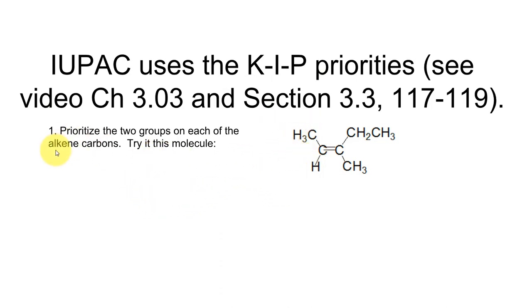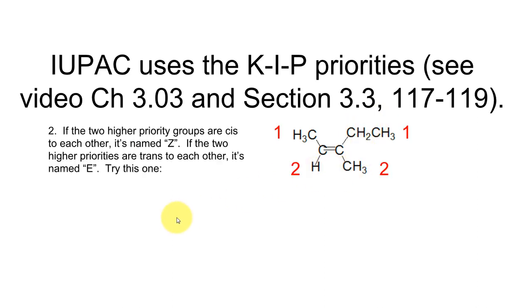It's actually simpler with alkenes because you only have to look at two different groups and decide their priorities. So what you do, as indicated here, is prioritize the two groups on each of the alkene carbons. So obviously, on this carbon you have a methyl group and hydrogen. On this carbon you have a methyl group and an ethyl group. Two different groups on this end, two different groups on this end. So go ahead and prioritize which is higher priority here and which is higher priority here. Let's move on to the next slide.